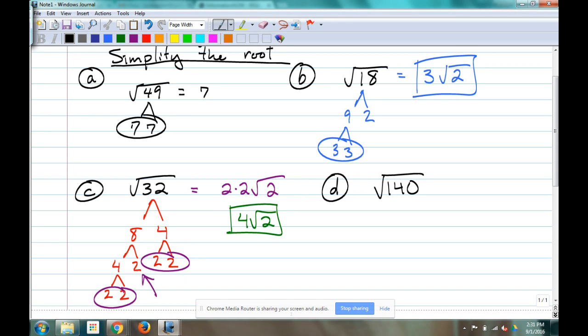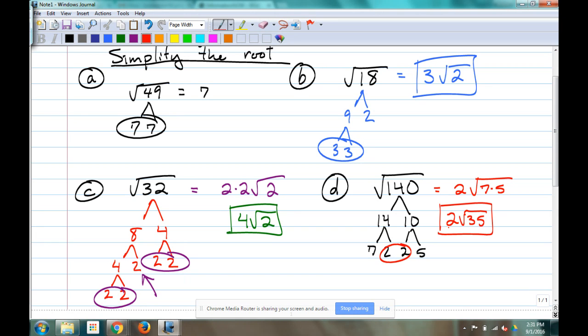All right. So 140, 14 and 10 is a good way to multiply to get that. Neither of those are square numbers. And that's okay. 14 breaks down to 7 and 2. 10 breaks down into 2 and 5, right? There's a pair of 2s. So what comes on the outside of the square root? 2, because it's got a pair. And then 7 and 5 go back inside, and that makes radical 35.